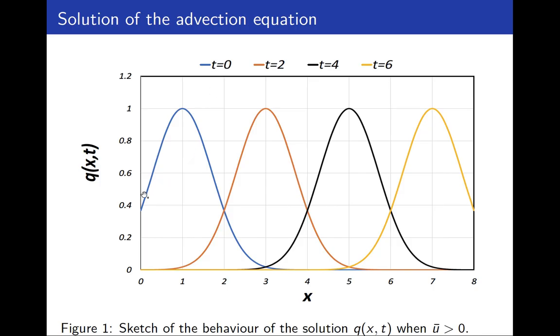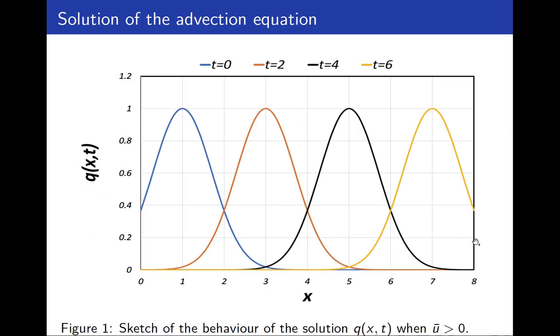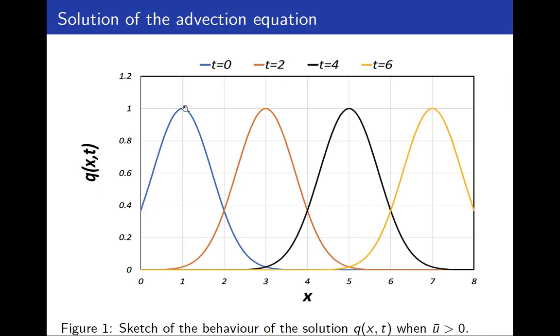At time equal to 0, which is this blue curve, we have the initial profile. You can see that when x is equal to 1, 1 minus 1 is equal to 0, and the exponential of 0 is equal to 1. So this Gaussian is centered at x equal to 1. And what happens when you increase the time? You obtain this orange curve, and you can see that the shape of this function remains the same compared to the profile at t equal to 0.